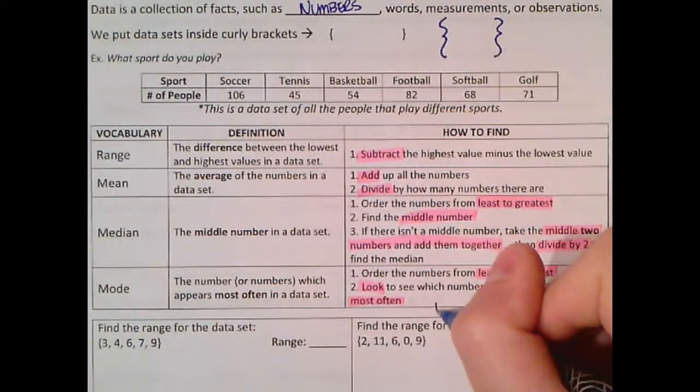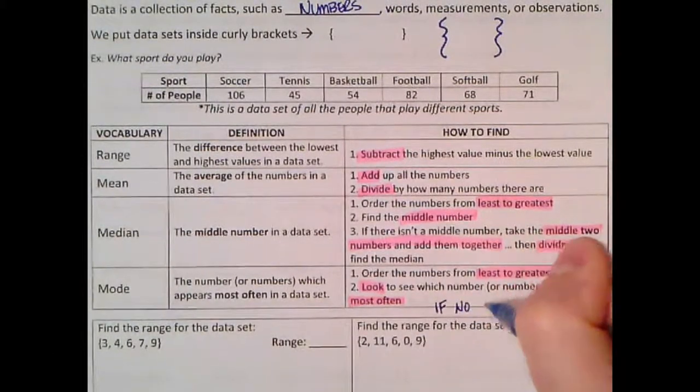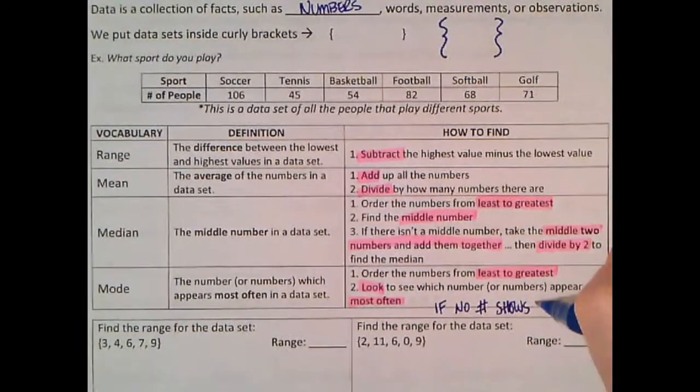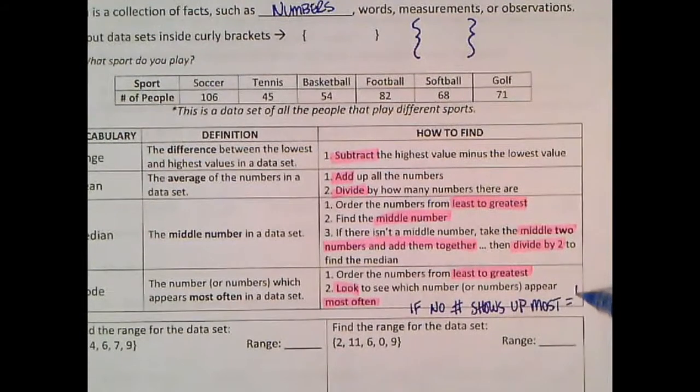Best place to write would be here. If no number shows up most, we call that situation a no mode situation. So there is a chance, like you see here, a number does not show up more than once. You end up saying, well, we have no mode. That's entirely possible because it's happening right here. But you just simply say no mode for that data set.